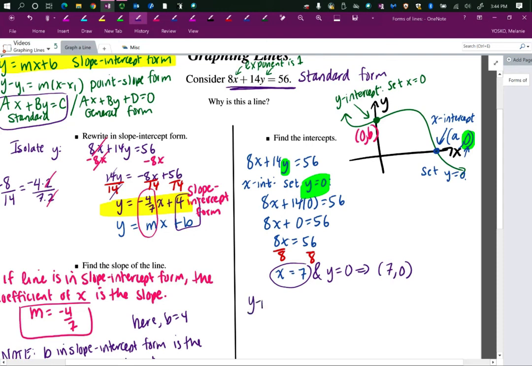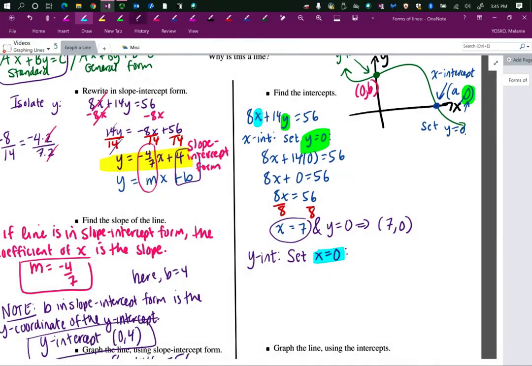Let's find the y-intercept. To find the y-intercept, we're going to set x equal to 0. So in other words, like I did just a few minutes ago, instead of that x, I'm going to write 0. So we have 8 times 0 plus 14y equals 56. So 0 plus 14y equals 56. So that's really just 14y equals 56.